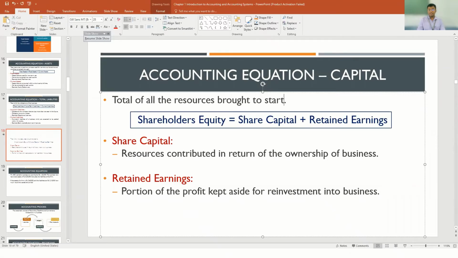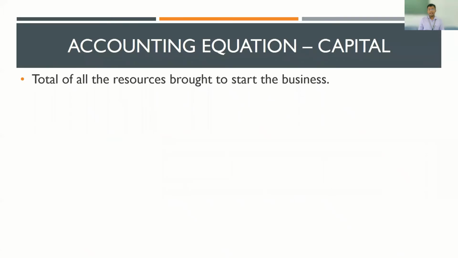Now, the capital can be in the form of money, it can be in the form of material, and it can be in the form of maybe goods as well. So the resources which can be brought in by the proprietor to start the business, that is referred to as capital. So total of all the resources. So for example, you decide to start a business, you decide to bring in some table of your own, or you decide to bring in some money of your own, or you decide to bring in some raw material, you decide to bring in your computer, you have a spare computer at home. So all these are resources that you're bringing in to start the business.